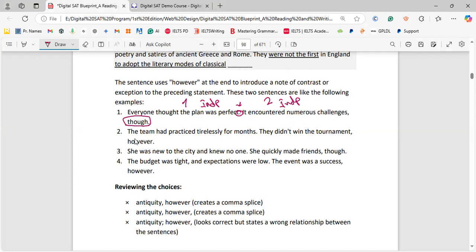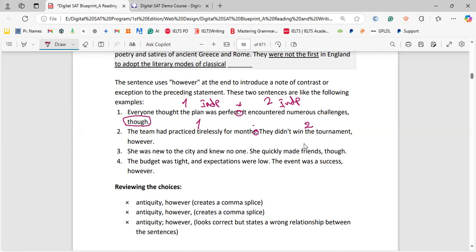Look at number two. The team had practiced tirelessly for months. Full stop. They didn't win the tournament. So this is sentence one, sentence two, and "however" at the end. So the sentence is basically, however, the team had practiced tirelessly, they didn't win. Or the team had practiced tirelessly, however, they didn't win. But this is one possible organization.